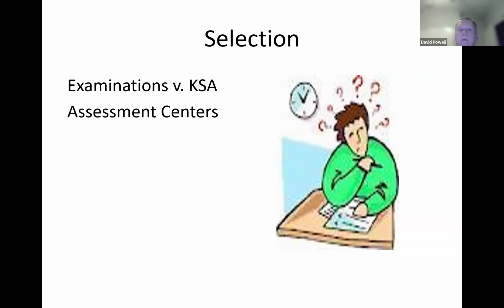But because of all the problems we saw with these examinations, the federal government and a lot of states have moved away from the use of examinations and have moved more toward a more holistic review of an applicant and their knowledge, skills, and abilities. So instead of having them sit for an examination, and these examinations took a lot of time to develop.